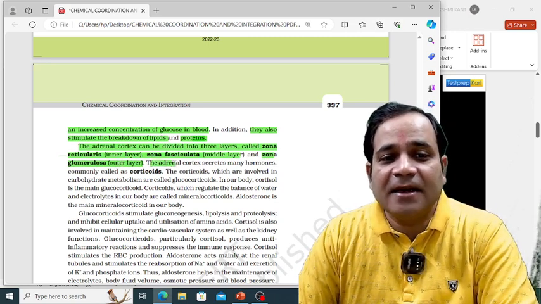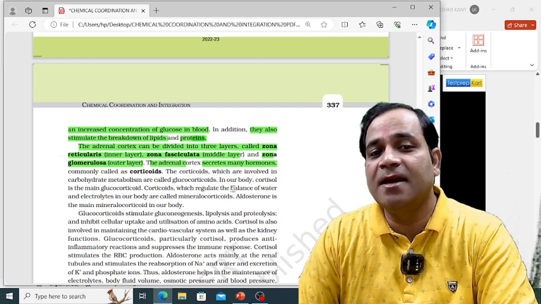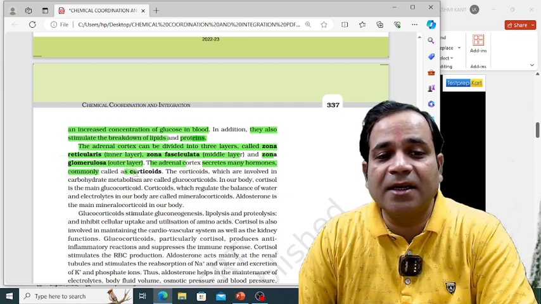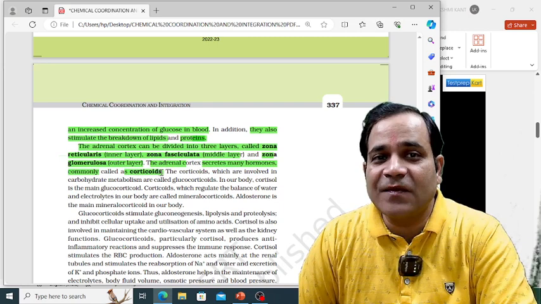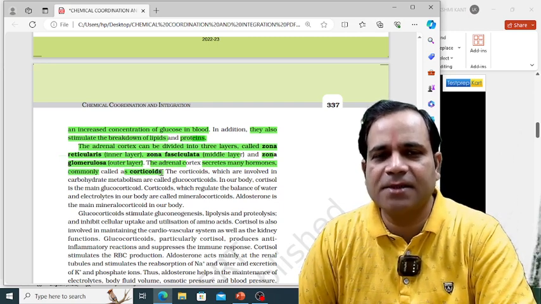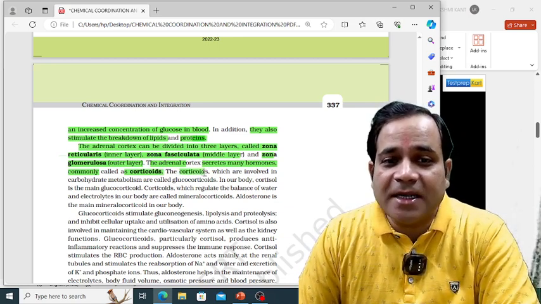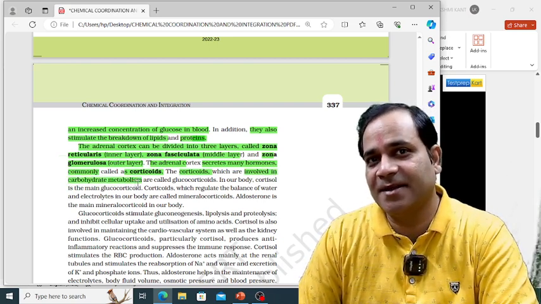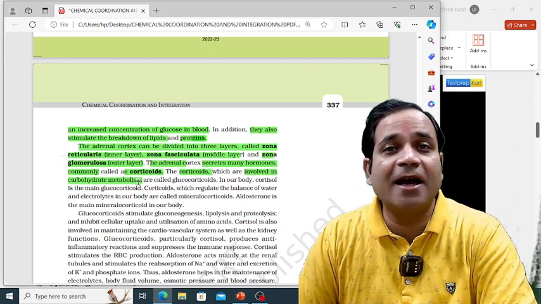And the adrenal cortex secretes many hormones, commonly called corticoids. So if anybody asks you what type of hormone is secreted from the adrenal cortex of the adrenal gland, you can say corticoids. And the corticoids involved in carbohydrate metabolism, what does the corticoid involve? This corticoid is involved mainly in carbohydrate metabolism.